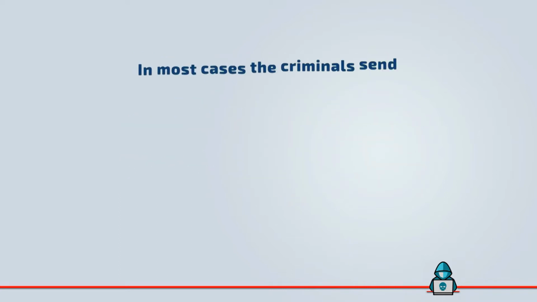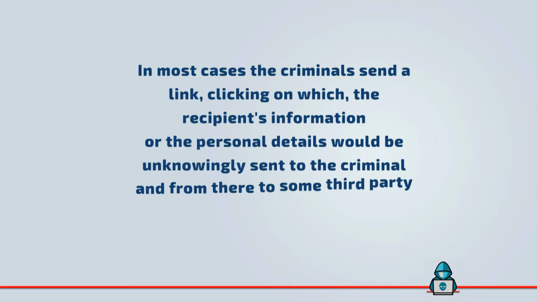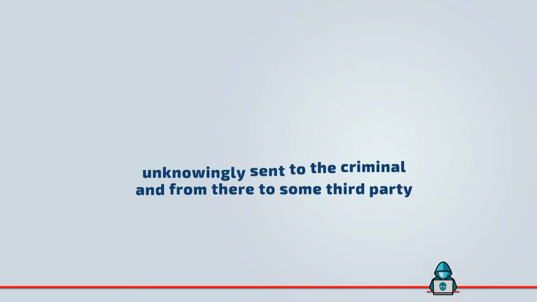In most of the phishing cases, the criminals send a link, clicking on which the recipient's information or the personal details would be unknowingly sent to the criminal and from there to some third party. This is a large scale attack where an attacker sends mail to the targeted victim mail ID, which looks as if it's coming from a legitimate source, with the intentions of tricking the victim, as we saw in our last example, where the attacker wants the victim to enter all his confidential details into a phishing website which pretends to be the legitimate one, but it is fake, just to lure victims to get their data.